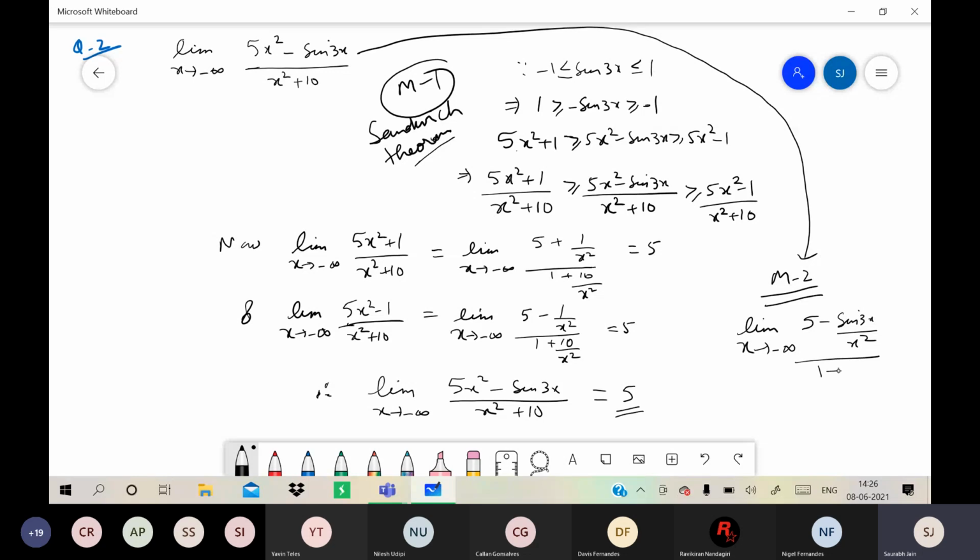You know why? Because the second part of the numerator and denominator are 0. 10 by x square will be 0, 10 by infinity. What about the numerator? In the numerator, whatever be the angle, the value of sine will be between minus 1 and 1. We can't tell the exact value, but it will be between minus 1 and 1. But in the denominator we have an infinite value. So though there is any finite number in the numerator, the denominator is infinite, so the overall value will be 0. So by that way also you can do it.